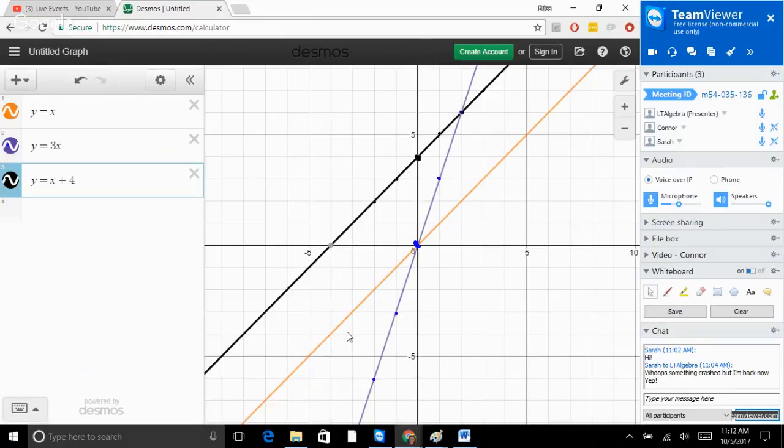So let's graph a couple other equations and see if we can anticipate what the graph will look like based off of what the equation is.